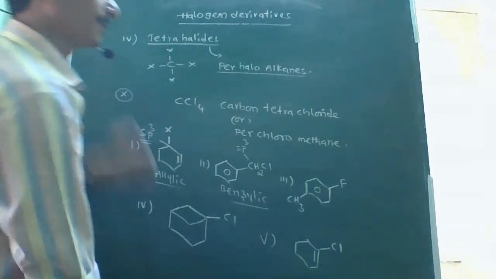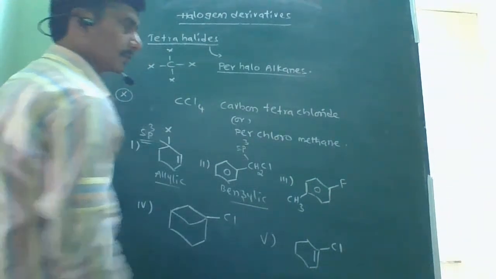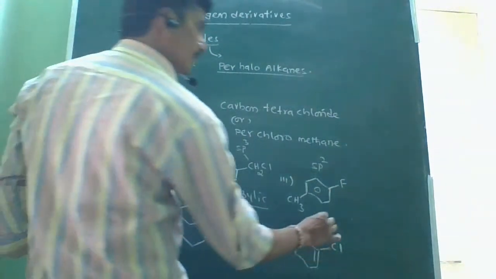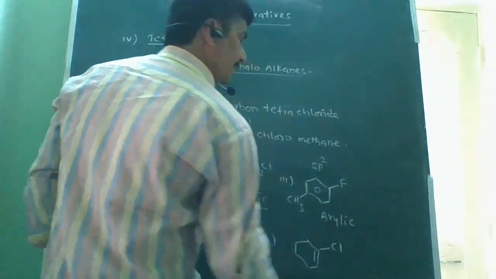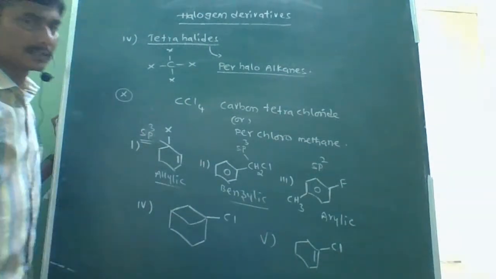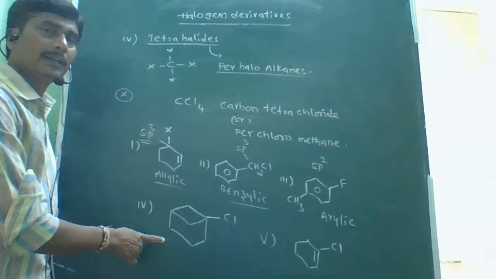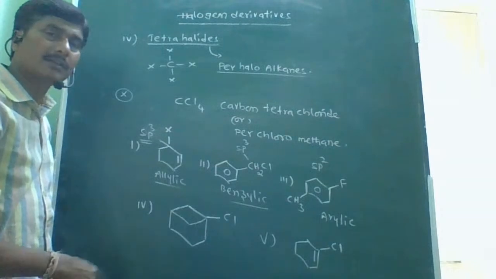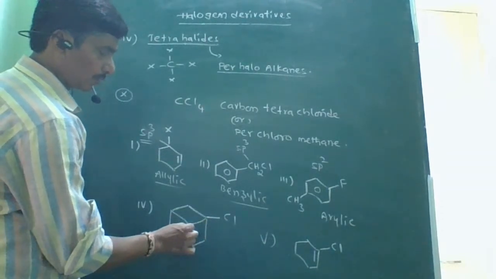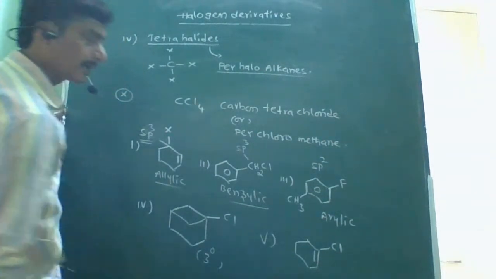Now come to this case. The fluorine is directly connected with the benzene, and all the carbons in this ring are sp2. So it is an aryl halide. Look at this case. There is no double bond, so it is a monohalogen derivative. Along with that, you have to find out whether it is primary or secondary or tertiary. Look at this carbon connected with 1, 2, 3. So it is a tertiary alkyl halide.